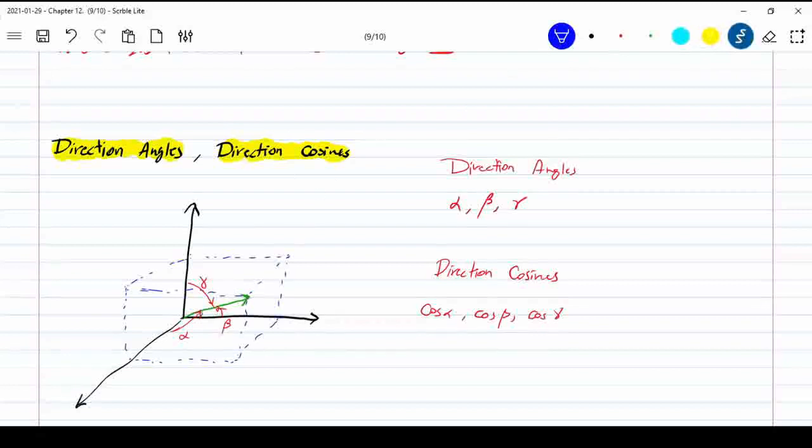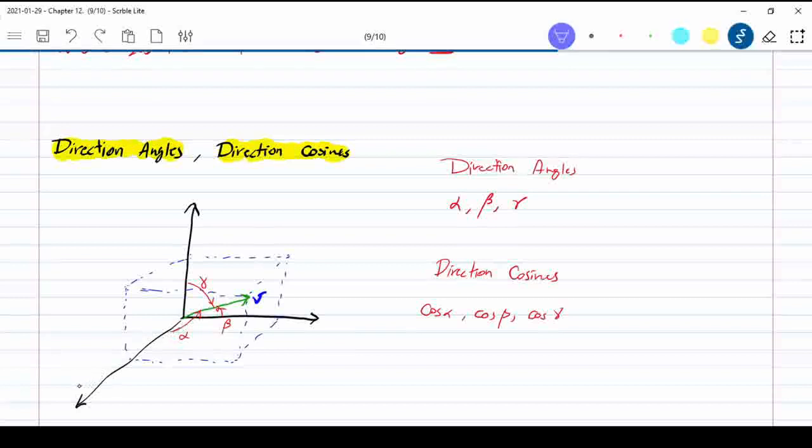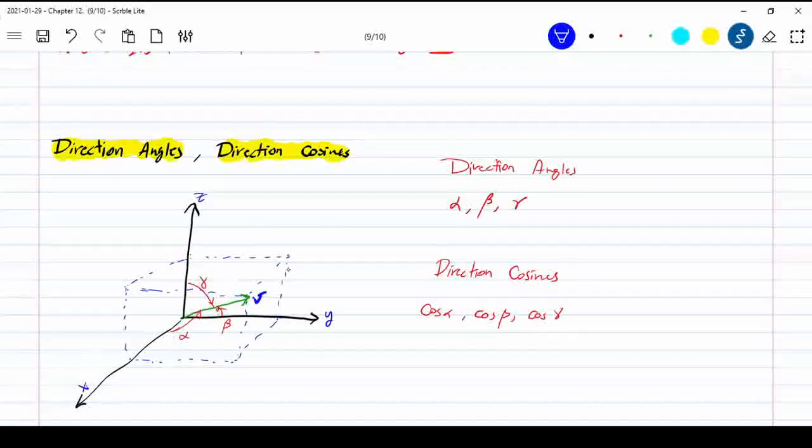So let's look at this green vector that I drew in 3 dimensions. Let's call it V. The angle between the vector V with each axis. So the vector V, for example, has an angle alpha with the axis X, angle beta with the axis Y, and with the axis Z, we have angle gamma. So these correspond to the angles created with the x-axis, y-axis, and z-axis. These are called the direction angles.